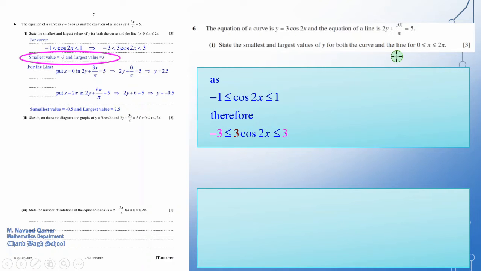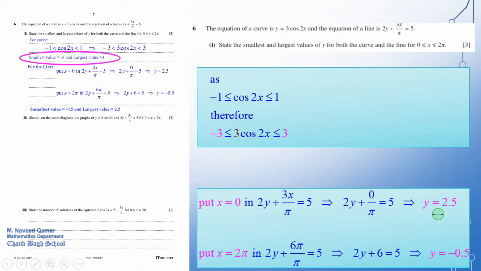For the line, put x is equal to 0 and x is equal to 2 pi in the equation of the line. We can have two values of y, that is 2.5, and y is equal to minus 0.5. So the maximum value is 2.5 and the minimum value is minus 0.5.